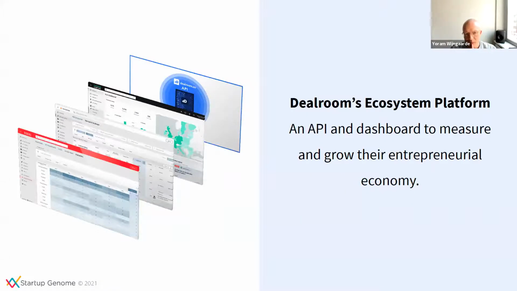So specifically, I thought it's helpful to explain what we do for governments. We have a product called the Ecosystem Platform. What that actually is, is an API on the one hand that pushes fresh data and maintains your data in the cloud, combined with a dashboard that allows you to measure and grow your ecosystem. But it does actually more than that. It's a public facing dashboard, so it also helps the ecosystem make sure that everybody's better informed to unlock network effects.